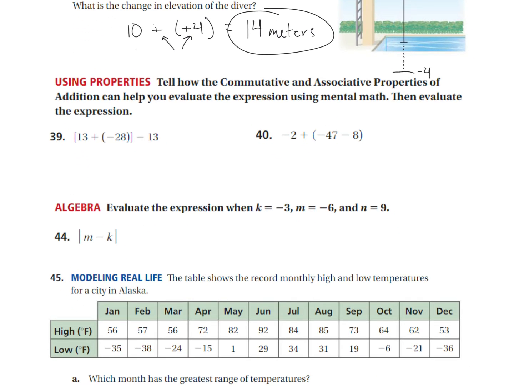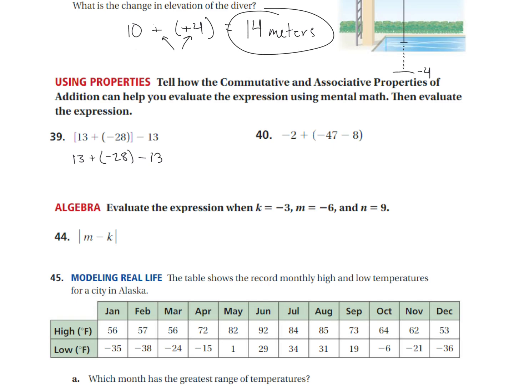All right, 39 and 40 tell how the commutative and associative properties of addition can help you evaluate the expression using mental math. Okay, well, the associative property says I can move my parentheses around as long as I keep my signs the same. Okay, so what I am going to do is I'm going to actually take away the initial one and say, since this is just all addition, okay, I can still do that.